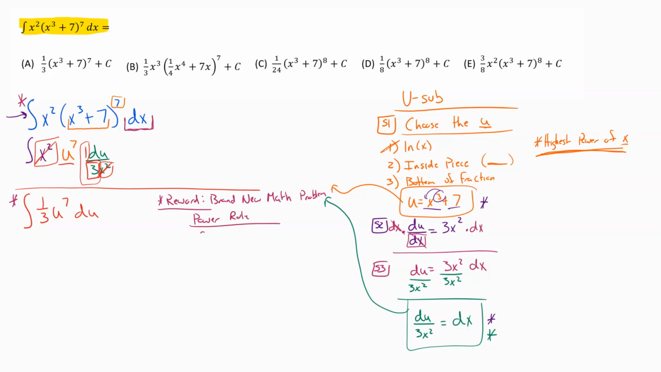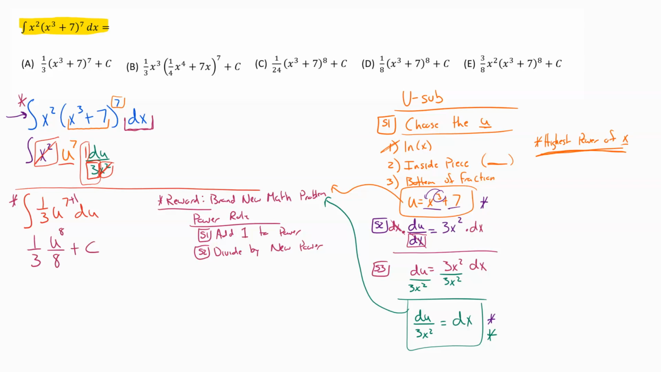So the power rule for antiderivatives, my saying goes, step 1 is add 1 to the power. And then step 2 is divide by the new power. So in this problem, we would add 1 to the power. We get the 1/3 coming along for the ride. Add 1 gets us u to the 8th, divide by that new power, divided by 8, and then plus c.